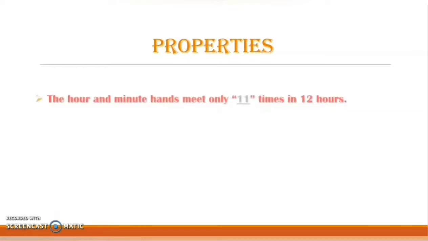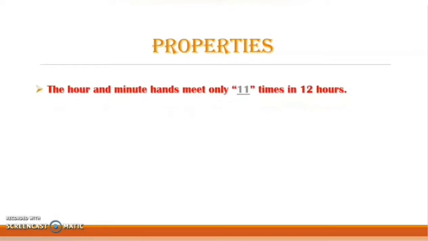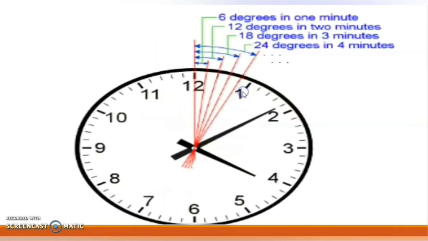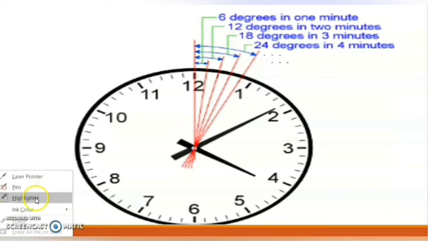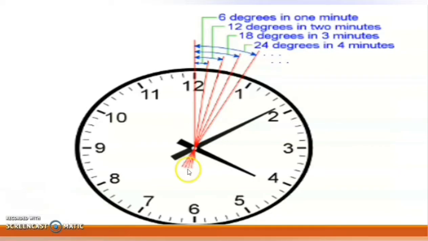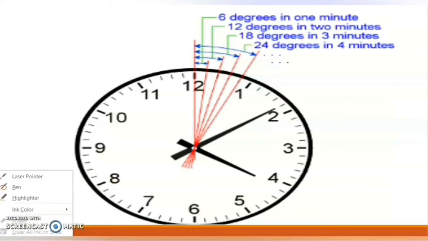Let us look at some of the properties of the two hands. Beginning with the first one, it says the hour and minute hands meet only 11 times in 12 hours. Now, in order to understand this, we should first know when we say that the two hands meet. So let us look at this. Suppose the clock shows 12 hours, then the two hands will be positioned at 12.